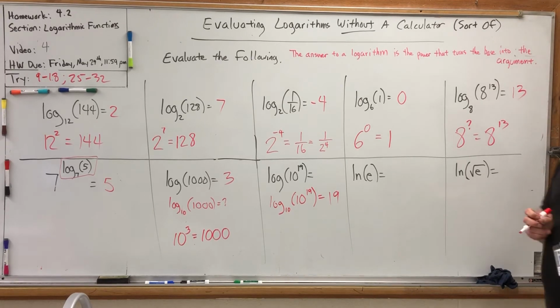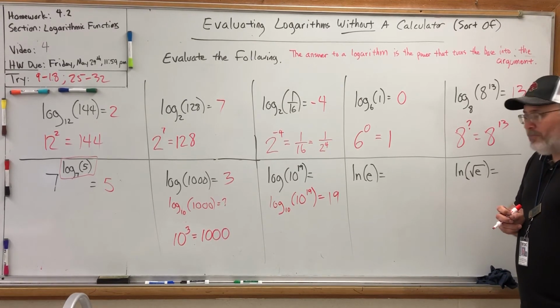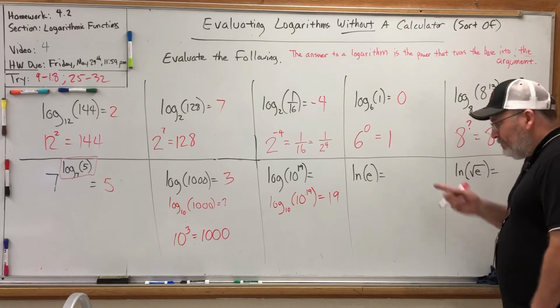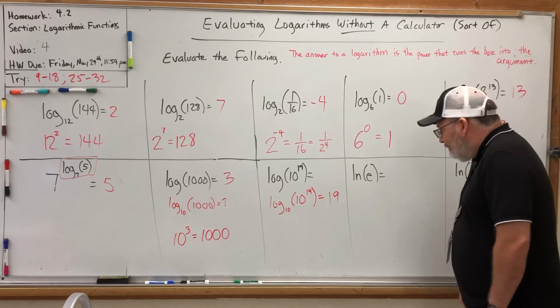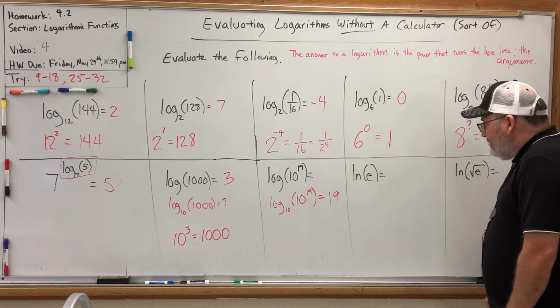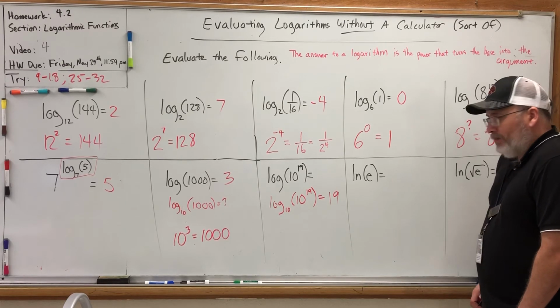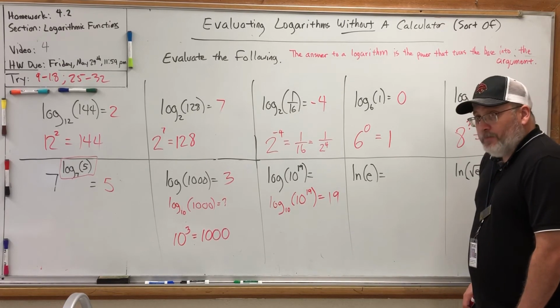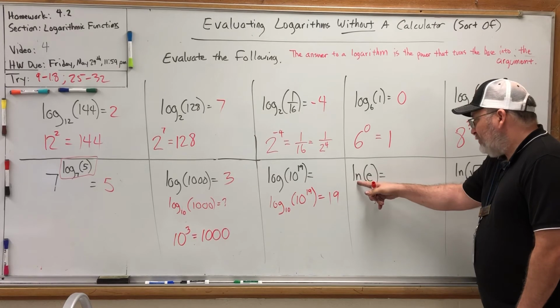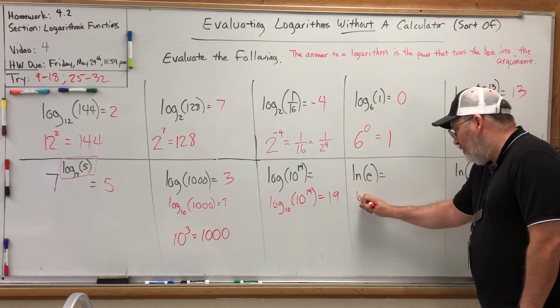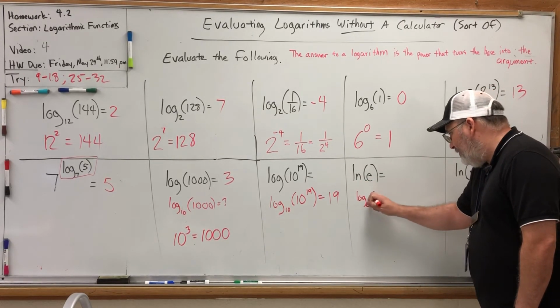What about the natural log of e? Remember, ln is read natural log. It's in reverse because French. What is the implied base for natural log? The natural base. Natural log of e means log base e of e.